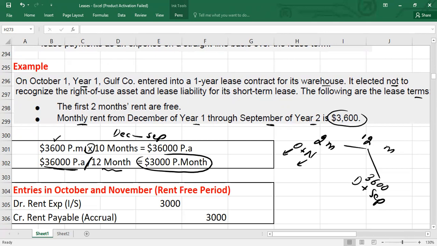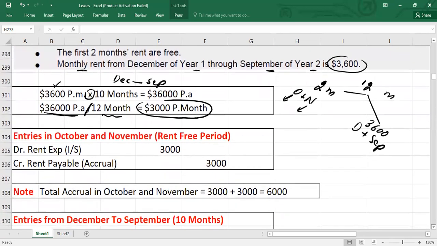So what you will do here, guys, is record your rent expense every month at $3,000, not $3,600. So how will you do it? What entries will you pass in the month of October and November, because these 2 months are the rent-free period? You will debit the rent expense 3,000, and you will credit the rent payable, accrual basis, 3,000. It is not yet paid, because you will start payment from the month of December. So the same entry you will pass in October, and the same entry in November.